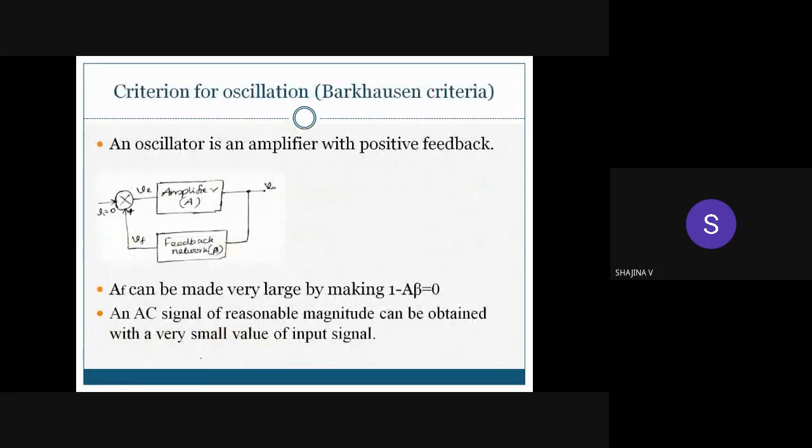Now, next is most important thing about oscillator, that is called criterion for oscillation. Okay, criterion for oscillation is called Barkhausen criteria.